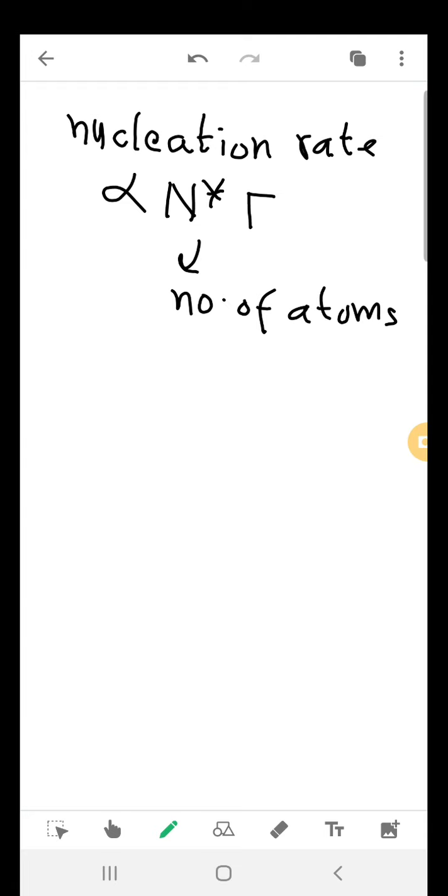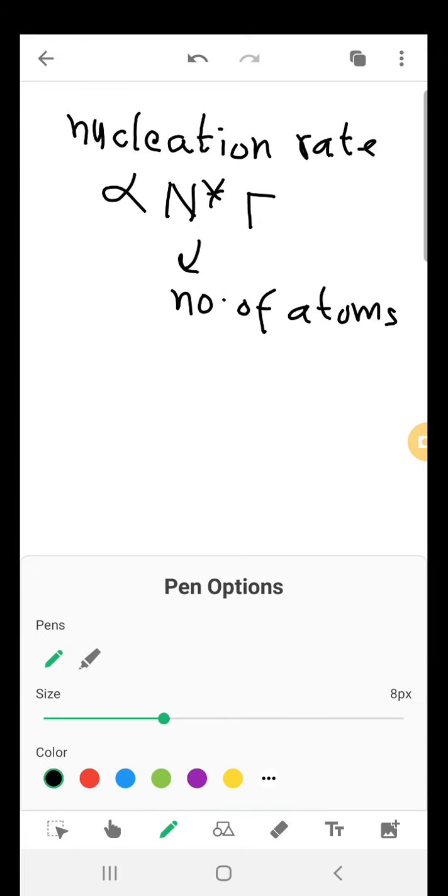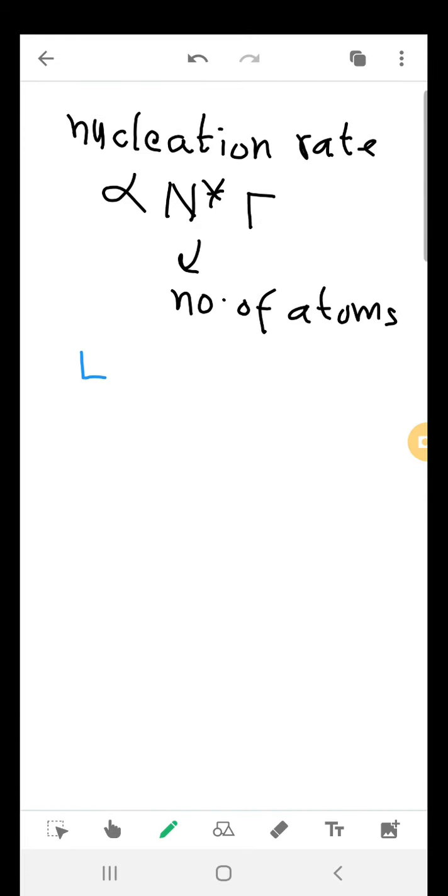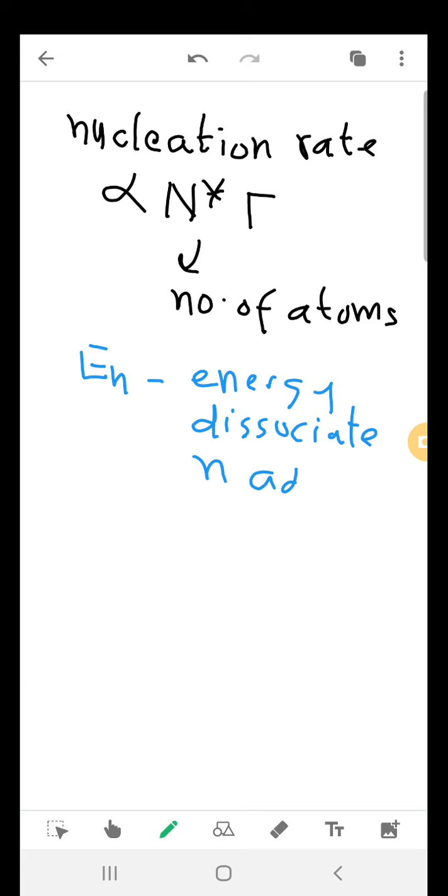So first of all, let us assume that En is the energy to dissociate n add atoms. Add atoms are those atoms which are in the process of making a film, and obviously they are adsorbed on the surface. They are on the surface.